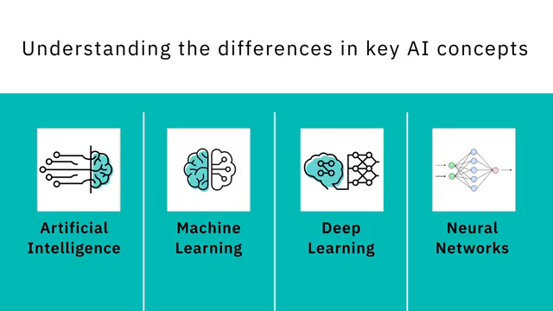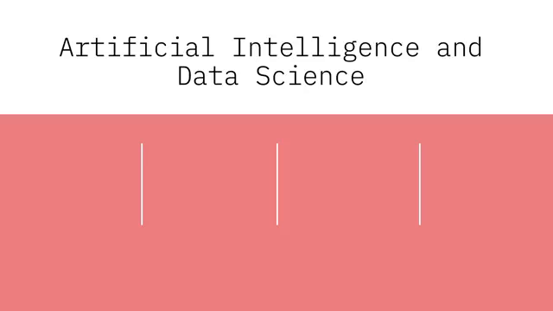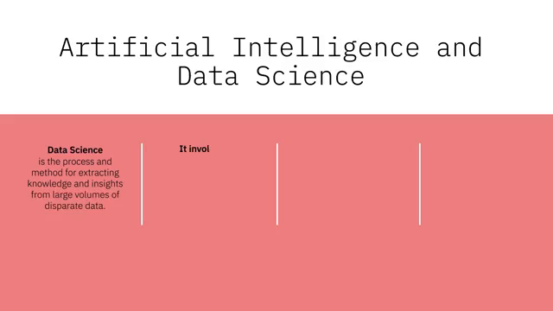Now that you have a broad understanding of the differences between some key AI concepts, there is one more differentiation that is important to understand: that between artificial intelligence and data science. Data science is the process and method for extracting knowledge and insights from large volumes of disparate data. It's an interdisciplinary field involving mathematics, statistical analysis, data visualization, machine learning, and more. It's what makes it possible for us to appropriate information, see patterns, find meaning from large volumes of data, and use it to make decisions that drive business.